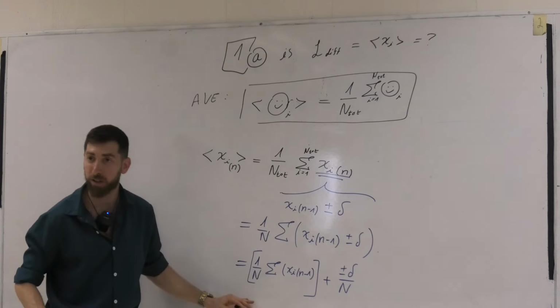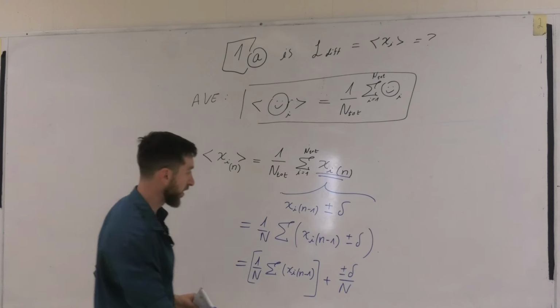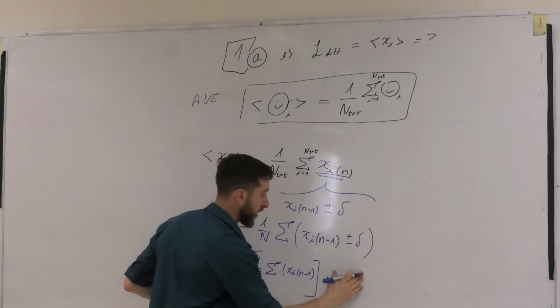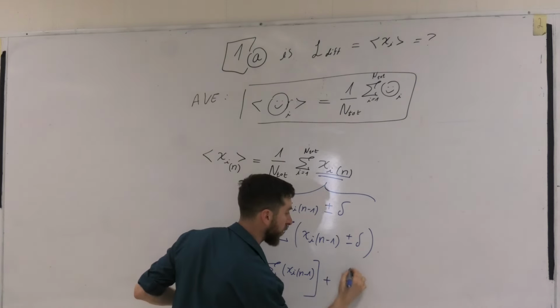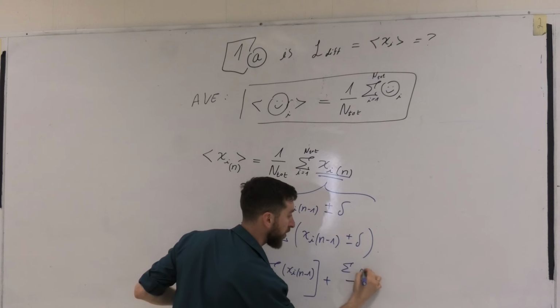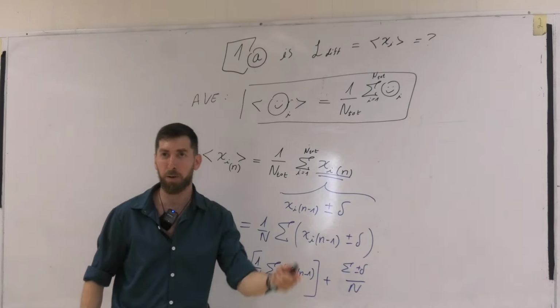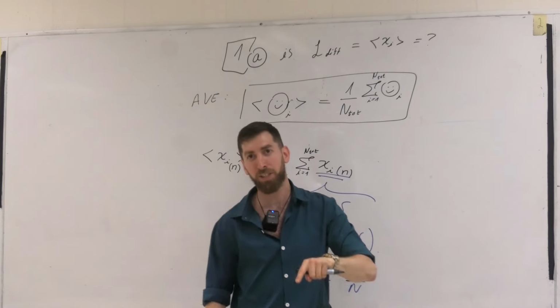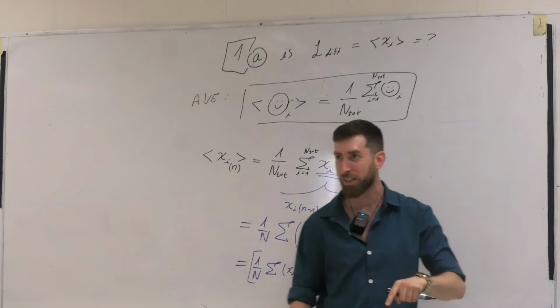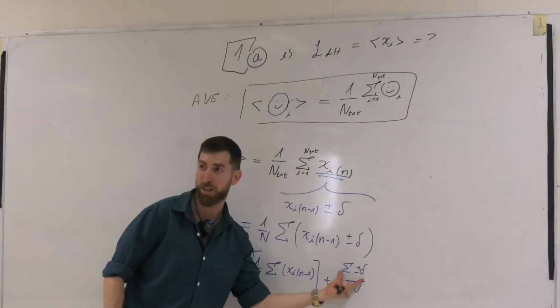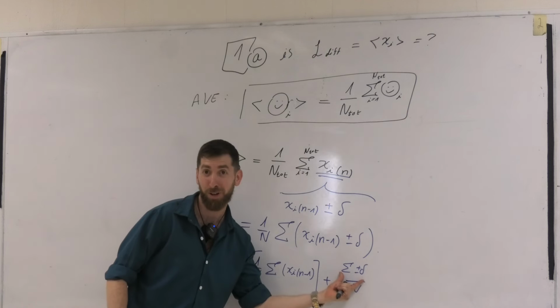No. Why? Shouldn't it be sum? Okay, it's a good point. So let's think about it. If we're going to sum plus delta and minus delta and plus delta and minus delta and plus delta and minus delta, so this term is going to be 1, minus 1, or 0.